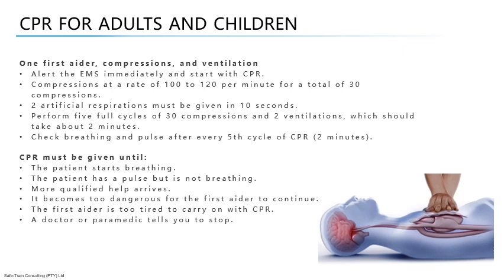2 artificial respirations must be given in 10 seconds. Perform 5 full cycles of 30 compressions and 2 ventilations, which should take about 2 minutes. Check breathing and pulse after every 5th cycle of CPR. CPR must be given until the patient starts breathing.